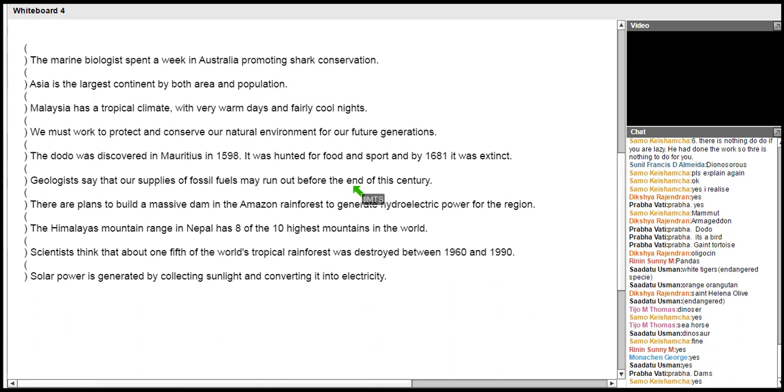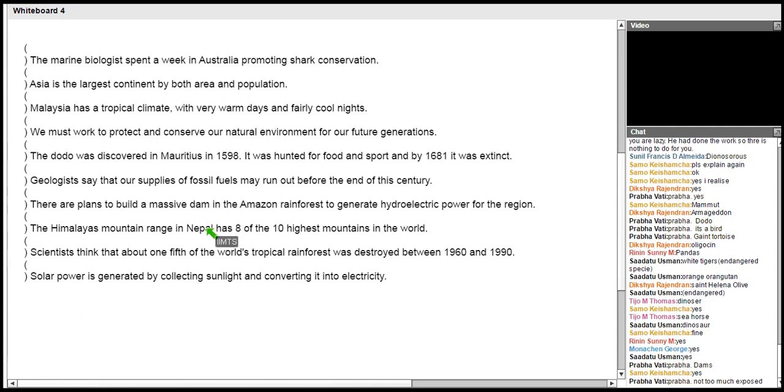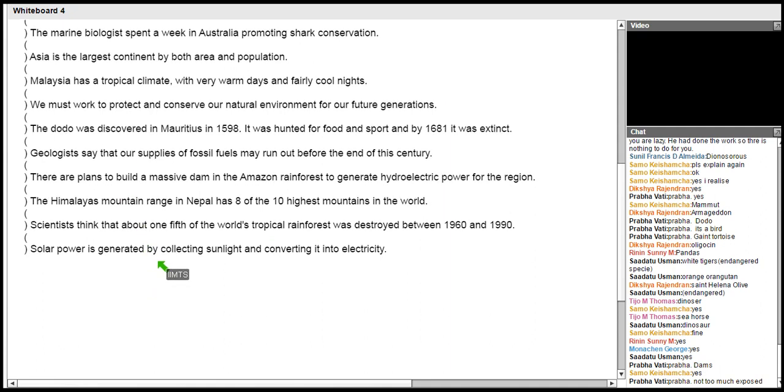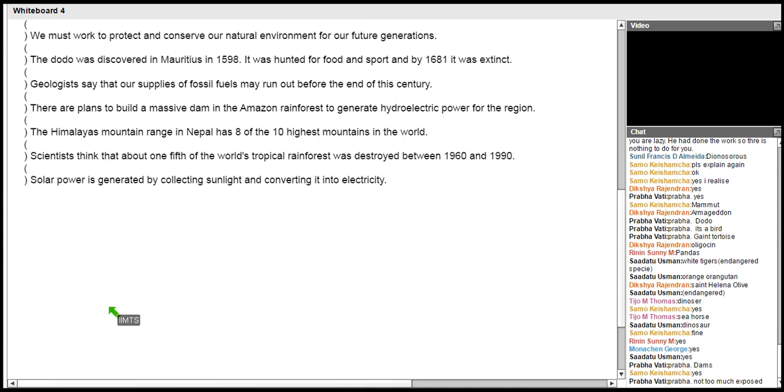There are plans to build a massive dam in the Amazon rainforest to generate hydroelectric power for the region. The Himalayas mountain range in Nepal has eight of the ten highest mountains in the world. So a mountain range is a group of mountains. Scientists think that one fifth of the world's tropical forest was destroyed between 1960 and 1990. Solar power is generated by collecting sunlight and converting it into electricity. Fine?